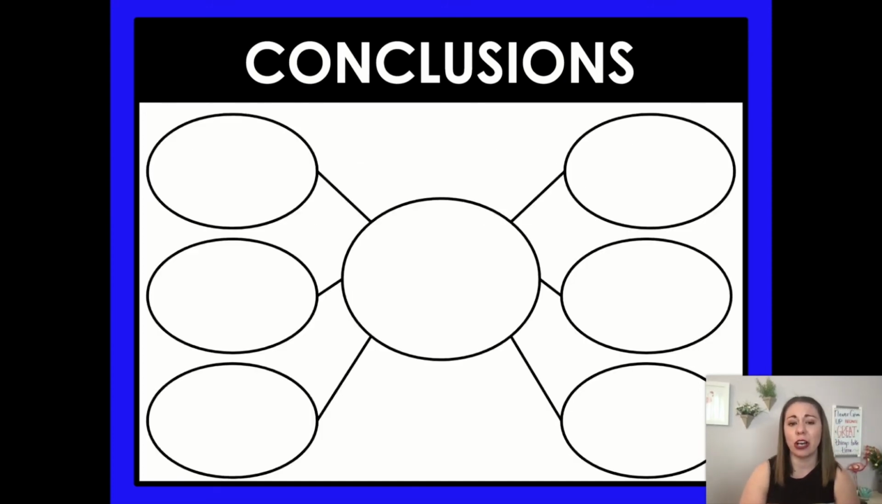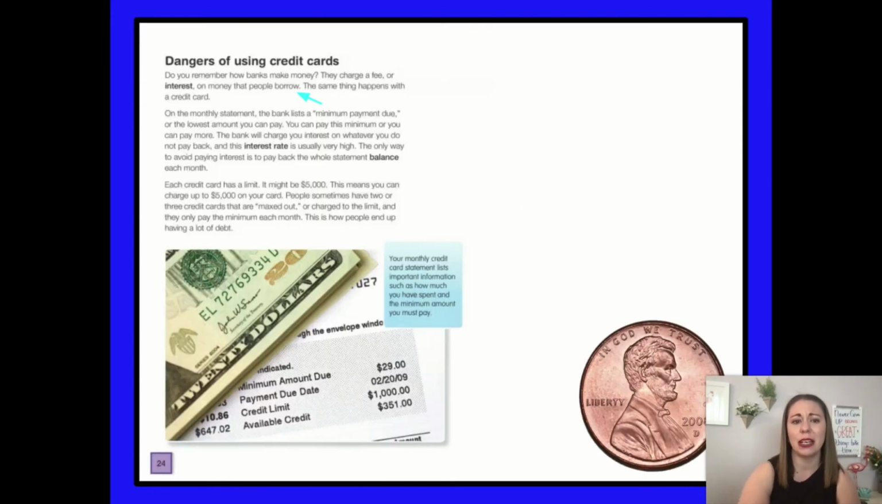So for this, we're going to draw some conclusions about the dangers of credit card use, because I can see on this page that the heading is the dangers of using credit cards, but they don't really make any conclusions about it. They just give a lot of evidence as to why this could be dangerous.